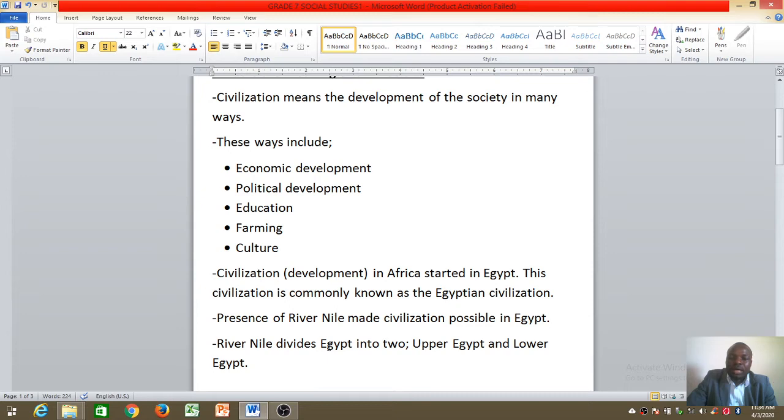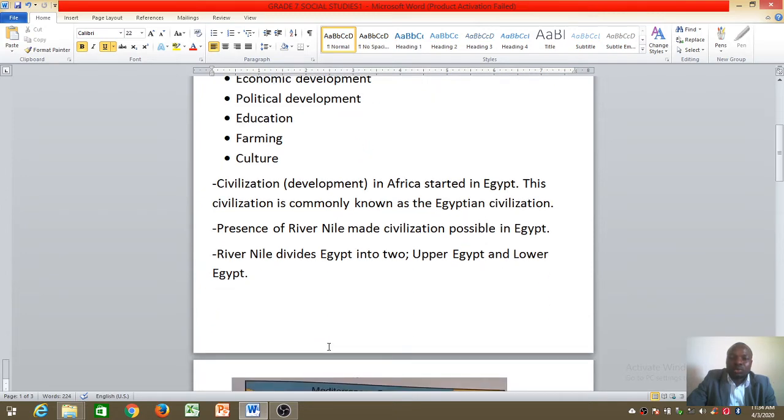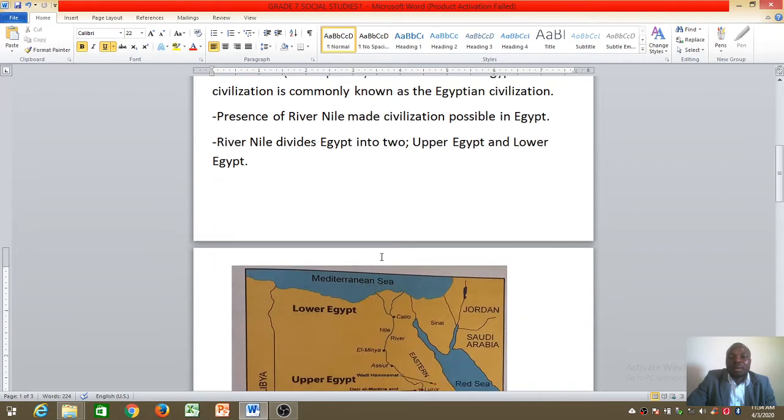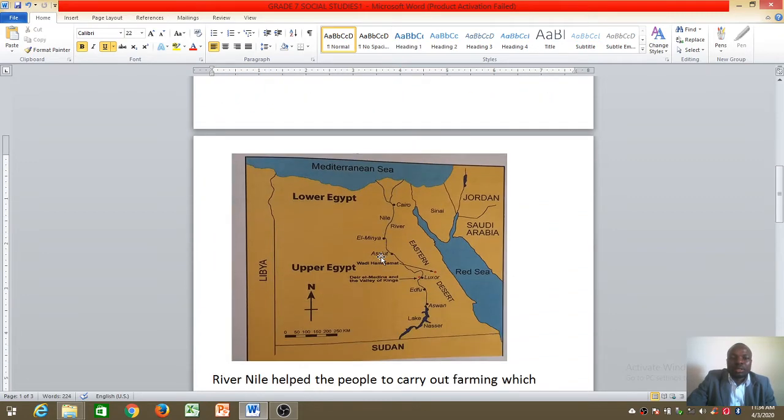River Nile, as you all know, and as you'll also see on the map below, divides Egypt into two major parts, that is the Upper Egypt and the Lower Egypt. So River Nile is here, coming all the way from Lake Victoria, then goes through Sudan up to Egypt. In Egypt, it divides into Upper Egypt and Lower Egypt. Now, it's funny, right? How Lower Egypt seems to be up on the map and Upper Egypt is down. It's because a river flows downwards.